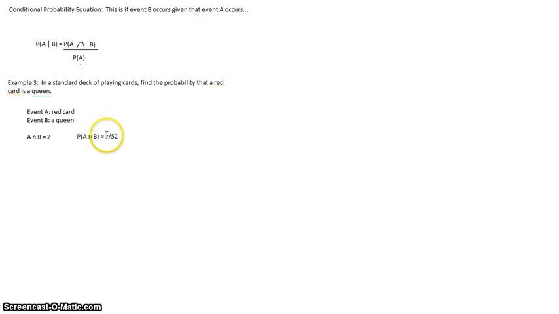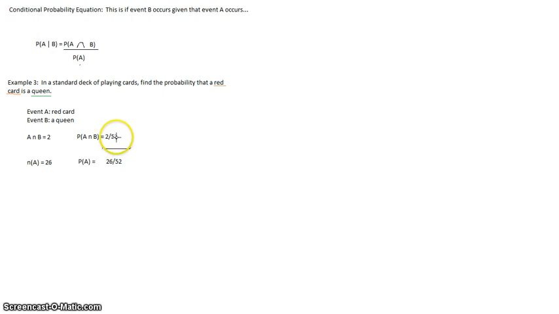In other words, there are 2 cards that are both a red card and a queen card out of 52 cards. Now, that's just the first part of our equation. The second part, we're going to find how many cards are in event A. So there's red cards. Technically, there are 26 red cards in event A. And so our probability for A is going to be 26 divided by 52. And what we're going to do with our two probabilities is put a big dividing line between these and solve it.